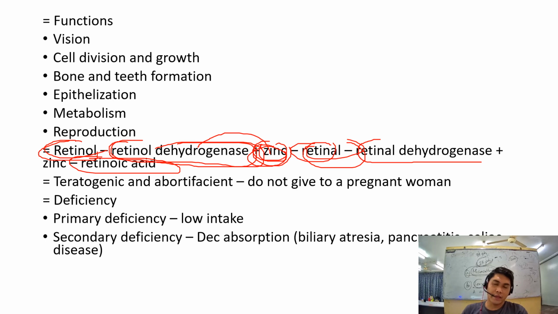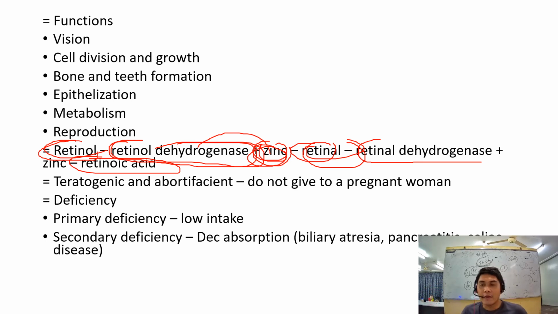So zinc is a cofactor. It activates the enzyme needed in the conversion of the inactive form of vitamin A to the active form. Meaning, if a person is zinc deficient, then that person will also exhibit symptoms pertaining to vitamin A deficiency, because there's a deficiency in the active form of vitamin A. Zinc is a mineral that is needed in the activation of a vitamin. So zinc deficiency is a type of mineral deficiency that can cause vitamin D and vitamin A deficiency.